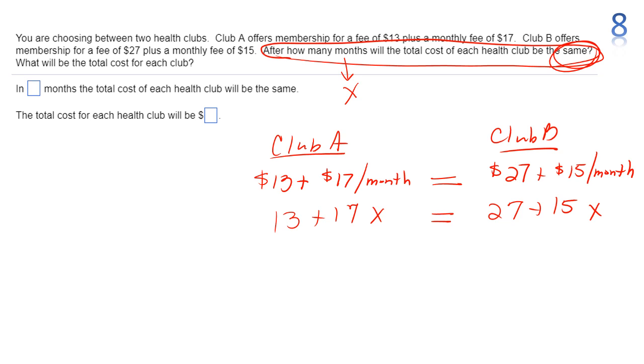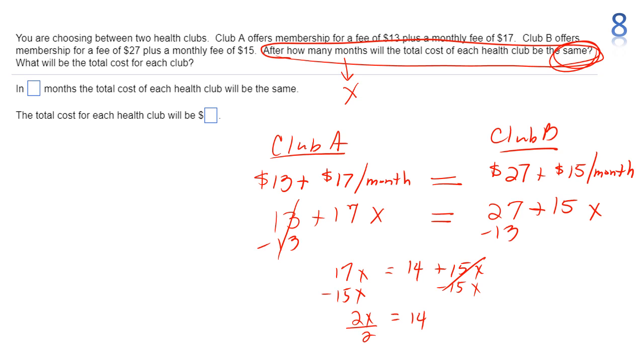Now we'll solve. If we subtract the 13 on both sides, you get 17x equals 14 plus 15x. Now I must subtract the 15x to solve. I end up with 2x equals 14. Divide by 2 and x is equal to 7, and remember that stands for the months.